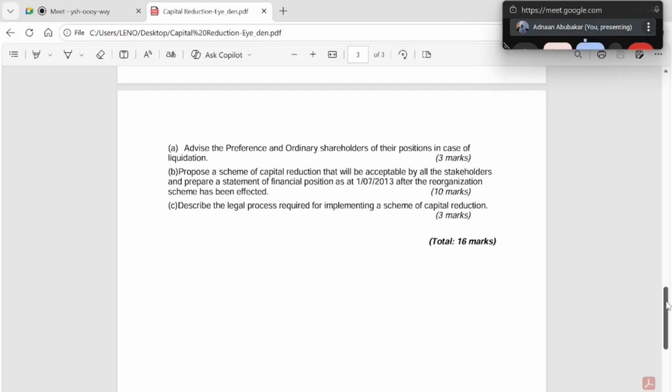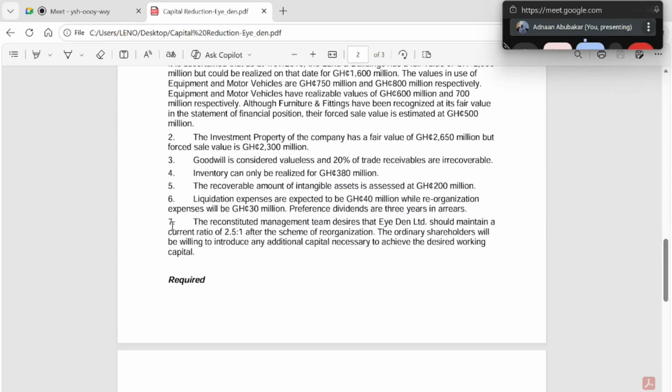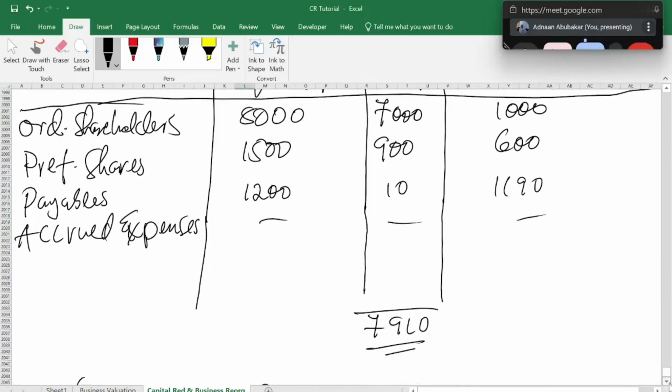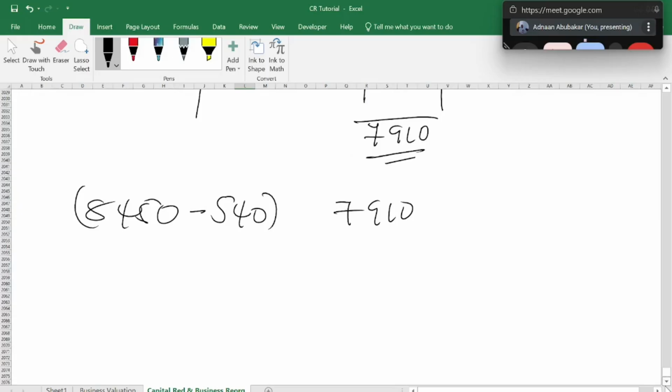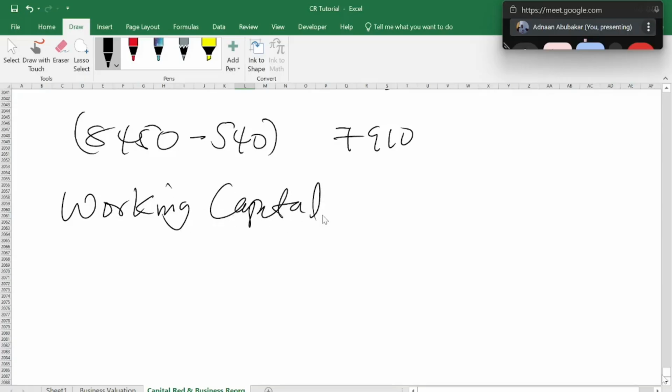Do you understand? So when you are done, then you prepare the balance sheet for that. Now, before you prepare the balance sheet, look at this. Have you seen the 7? What did they say? They said that the reconstitution management team desired that Airden Limited should maintain a current ratio of 2.5 to 1. You understand? So they want to do what we call injection of new funds or cash into the company, the business. So when they are giving you a ratio to inject new capital or cash, we call it working capital.